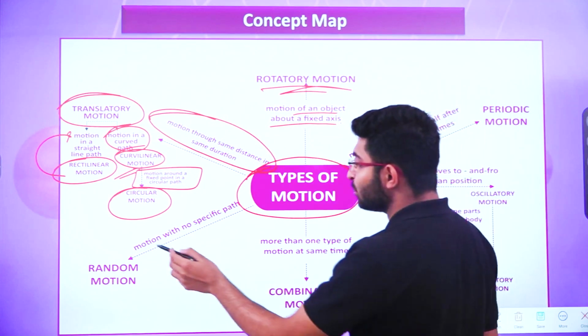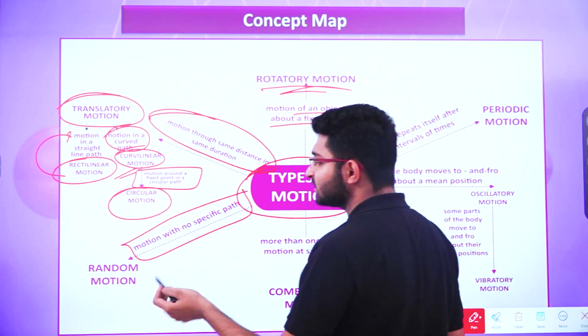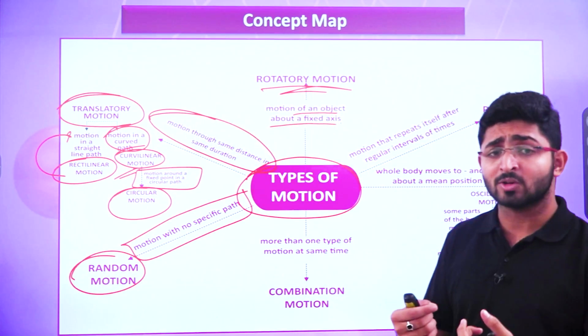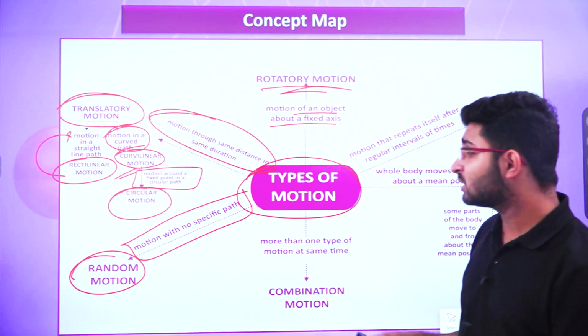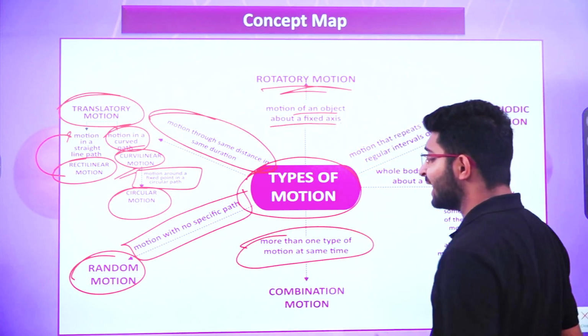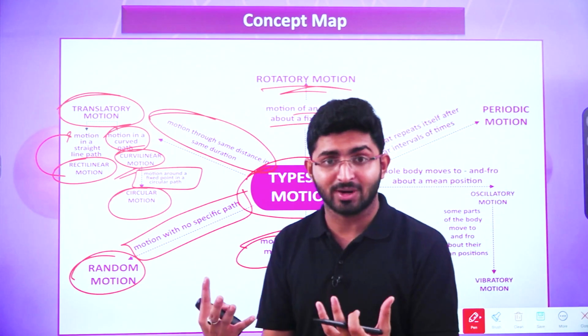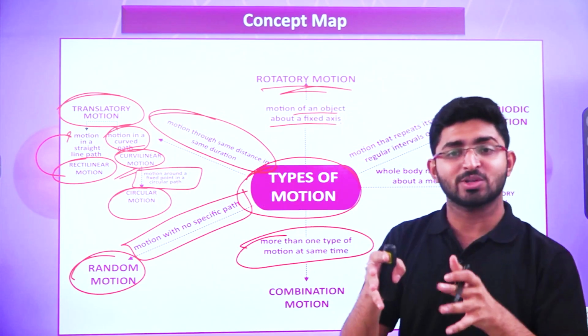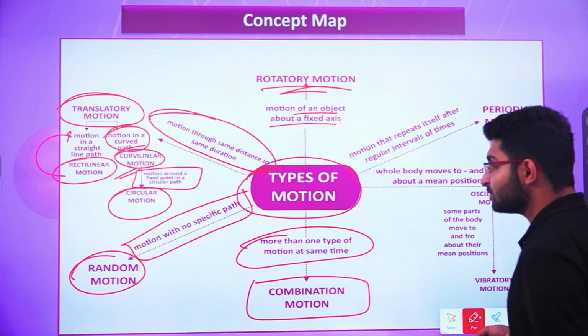Next one, you can see motion with no specific path, that is a random motion. Like if a mosquito is randomly moving here and there, that will be a random motion. Next one is more than one type of motion at the same time, that's a combination, right? That's a combination of different motions, and that's why that will be a combination of multiple motion.